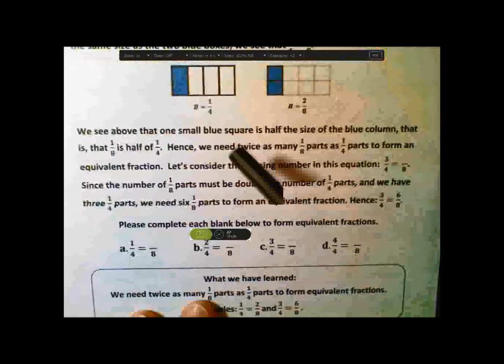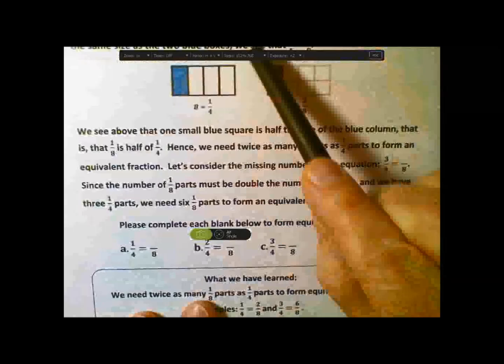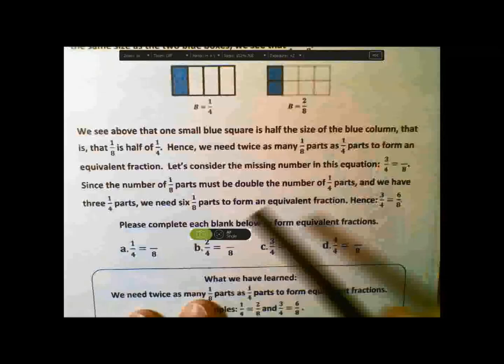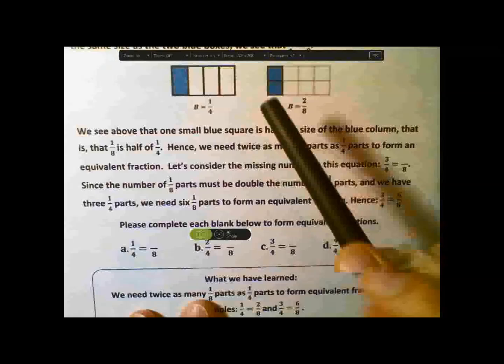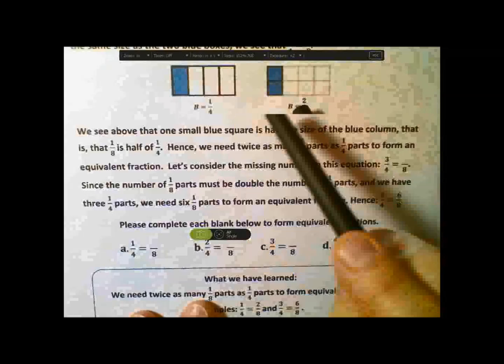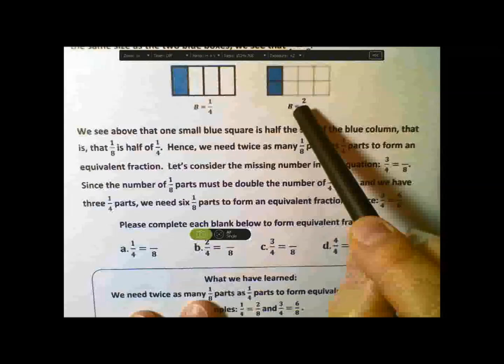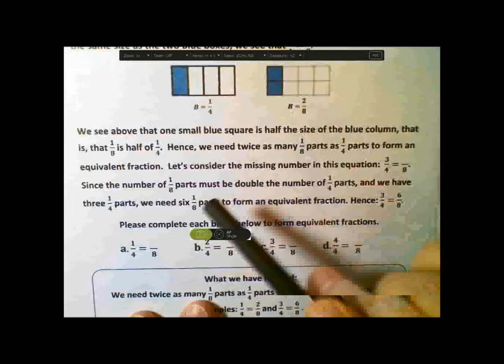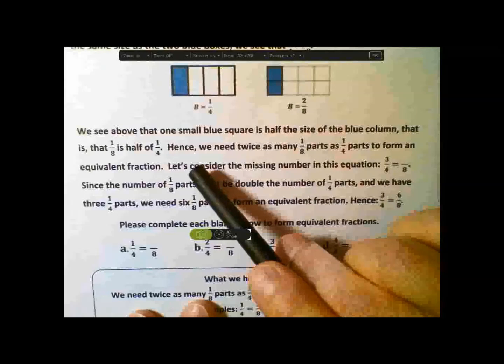Hence, we need twice as many 1/8 as the 1/4 parts to form an equivalent fraction. Okay, let's stop right there. We need twice as many 1/8 parts as 1/4 parts. So even though the 8 is a bigger number at the denominator, we need twice as many of them to equal 1/4. Okay, let's continue reading. One more sentence. You're doing very well.